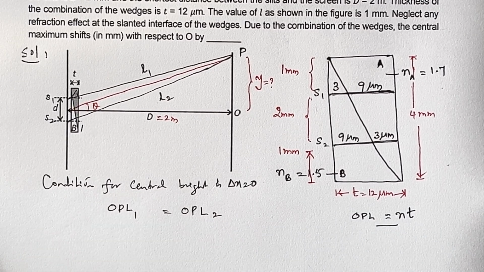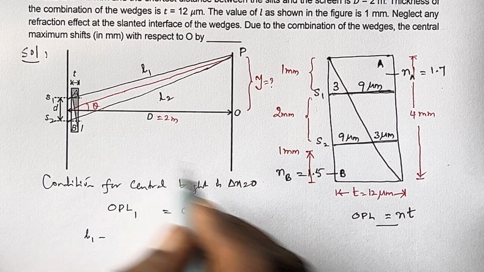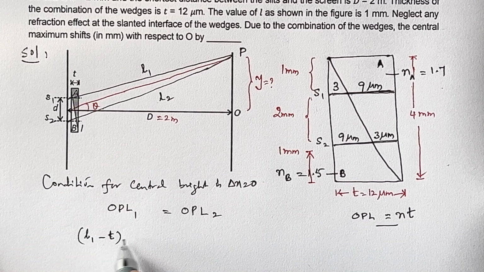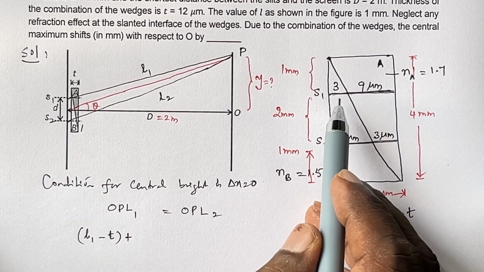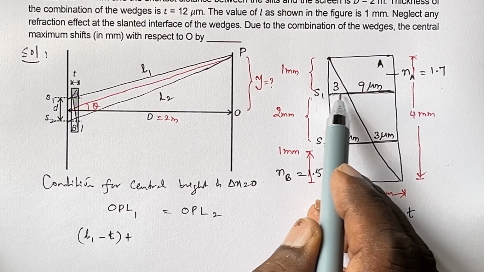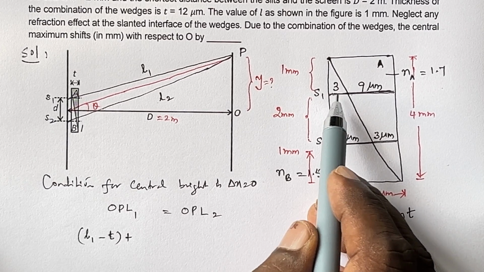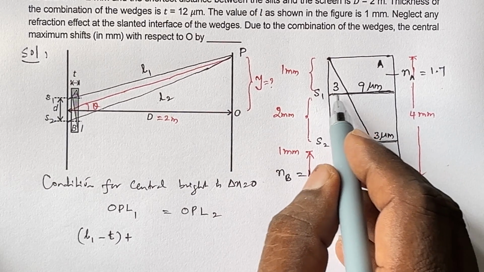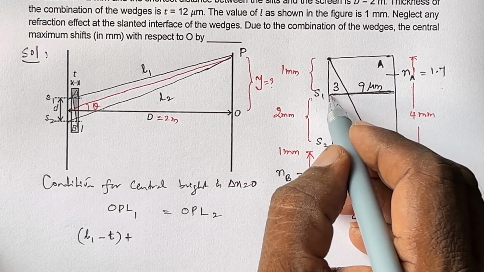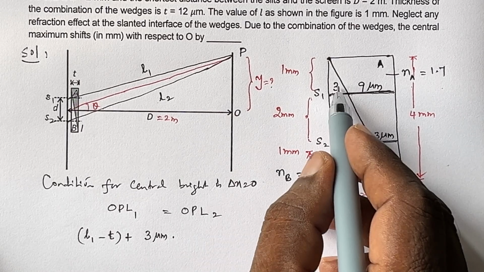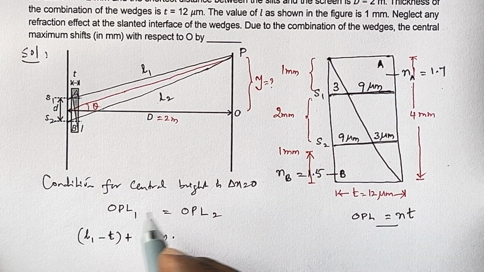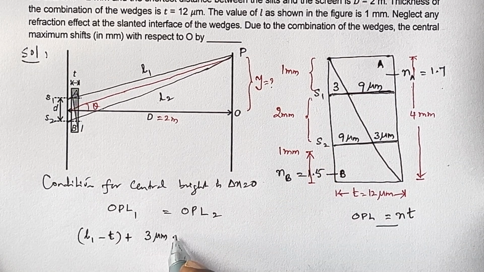So let us calculate. First one, this is L1 distance minus thickness of the wedge T, plus when light is traveling 3 micrometer distance, the optical length or optical distance traveled by the light here from S1 to here is 3 micrometer, that is the thickness, into refractive index. Which material is it? B. B refractive index is 1.5.